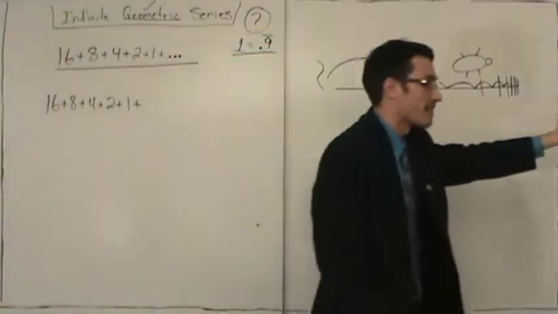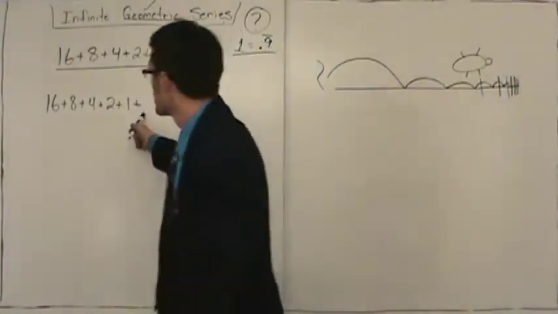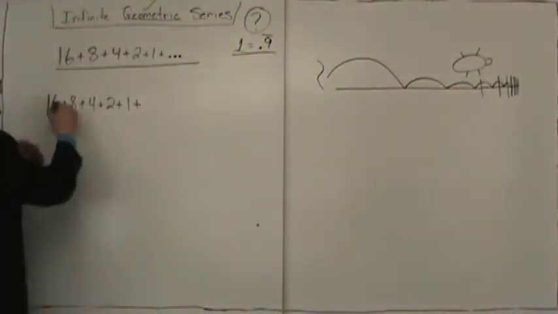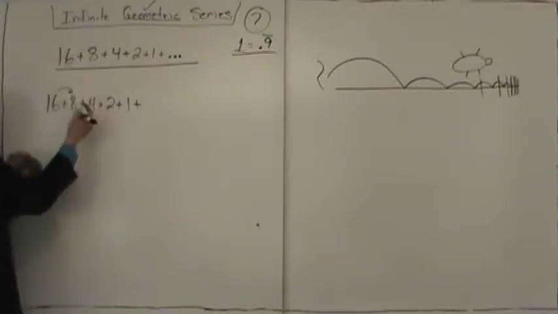means we're adding forever. My question is, is this a number? Okay, so we have to ask what's happening here. What's happening to go from 16 to 8? You say, well, dividing by 2.